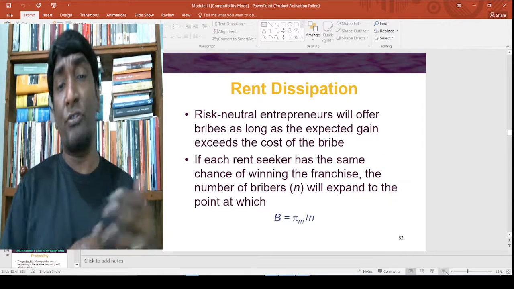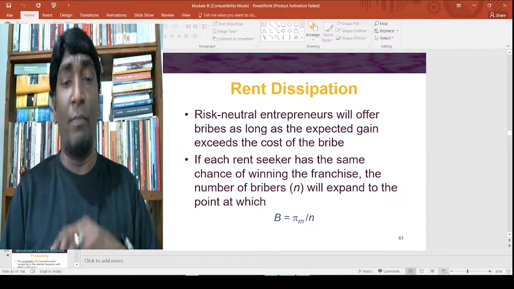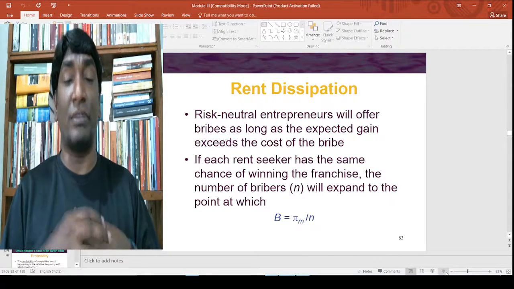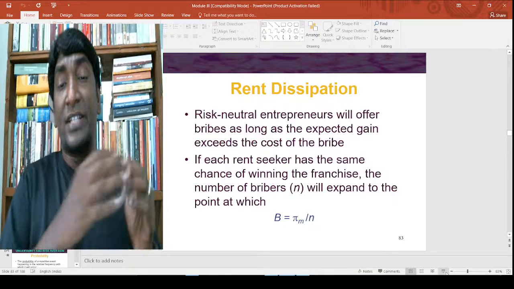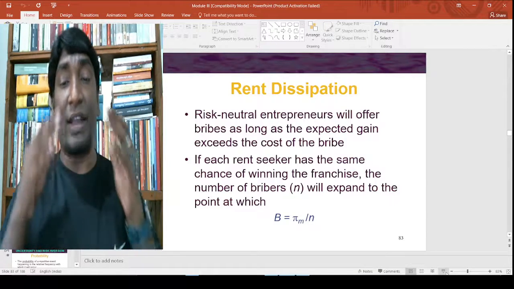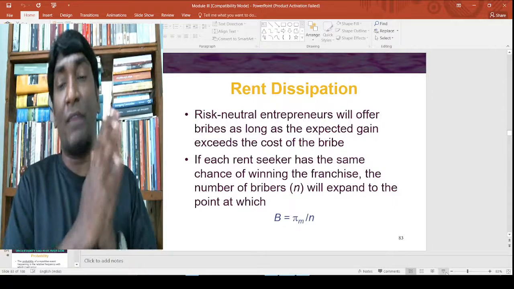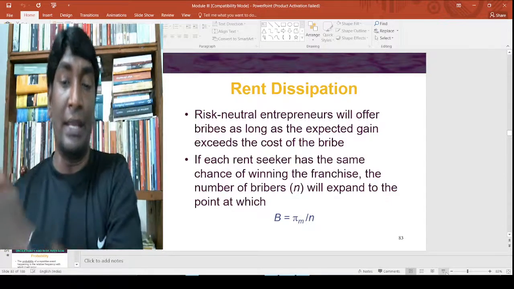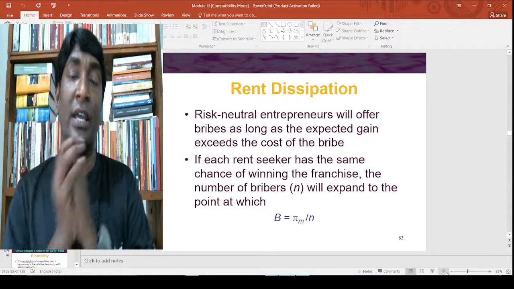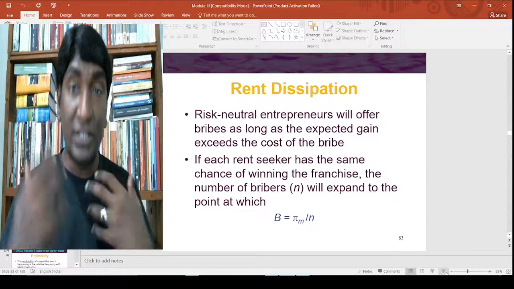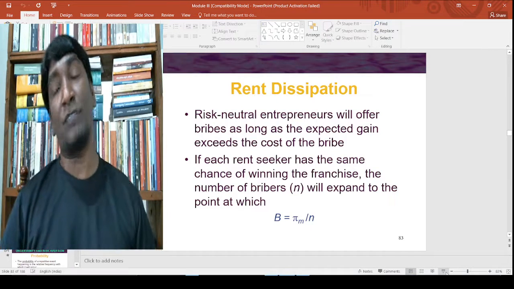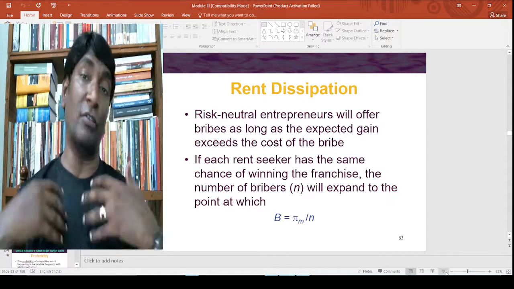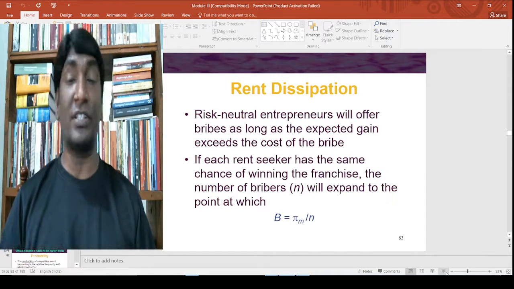So the risk-neutral entrepreneur will offer bribes as long as the expected gain exceeds the cost of the bribe. If each rent seeker has the same chance of winning the franchise, the number of bribers, that is N, will expand to the point at which B is equal to pi M divided by N. So this is what actually happens when there is competition among different political parties competing for their electoral win, or who are part of the electoral system.